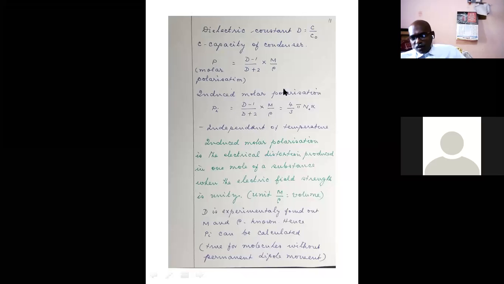But this equation holds good only for molecules without a permanent dipole moment. That means neutral molecules, like methane, carbon dioxide, carbon tetrachloride. The molecule should not have any permanent dipole moment. Therefore, for such molecules, which do not have any permanent dipole moment, this Clausius-Mosotti equation holds good.